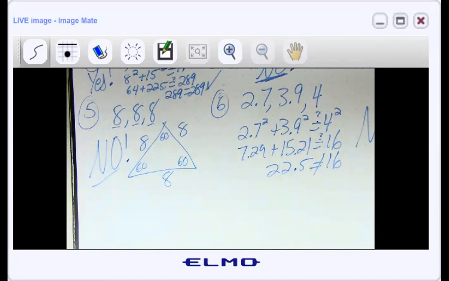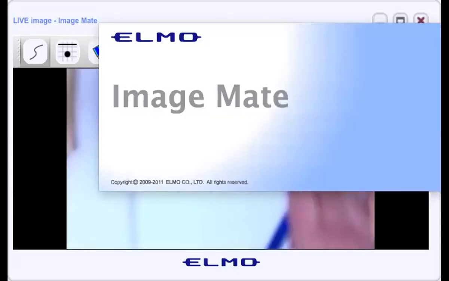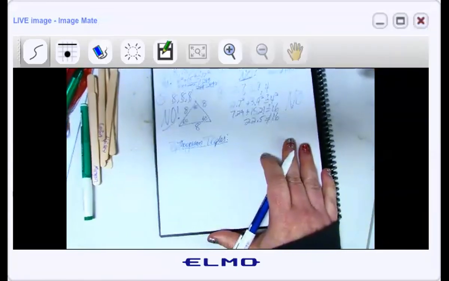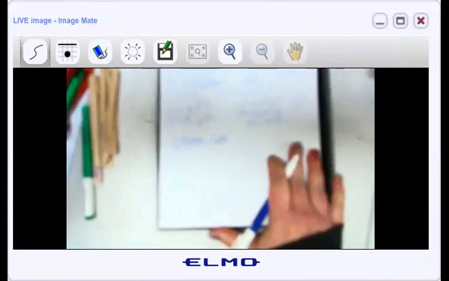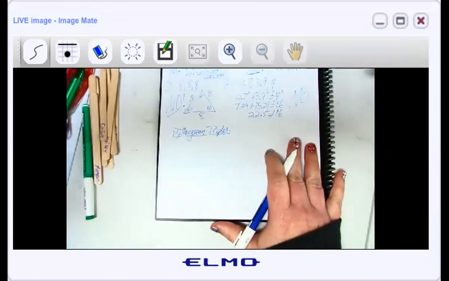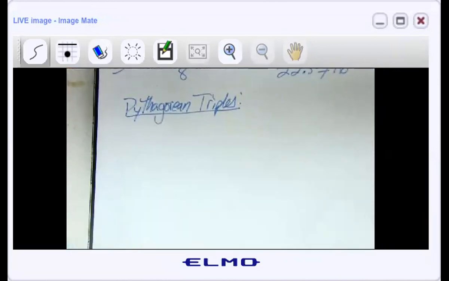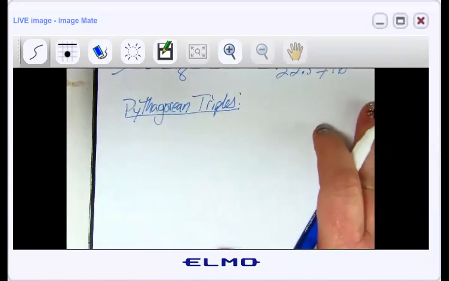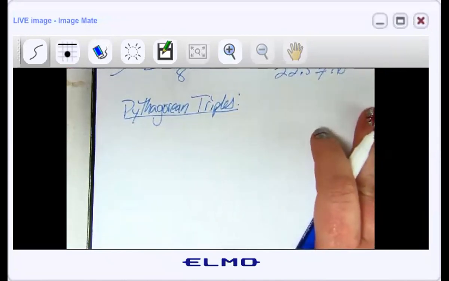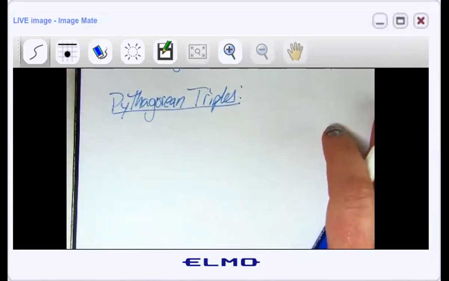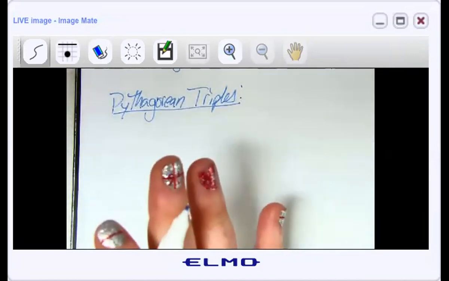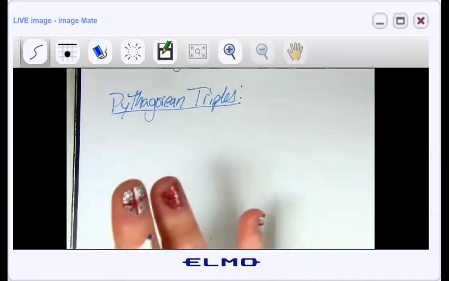So Pythagorean triples. These are 3 sides of a right triangle that are whole numbers and work. So what's really kind of cool about them is once you find them, you automatically know if it's a right triangle or not, just based off of the numbers. So I'm only going to show you one that you have to know because it's so easy and it comes up all the time.